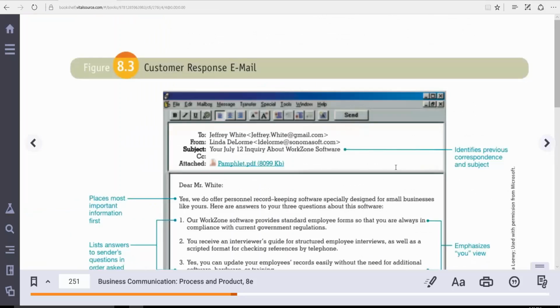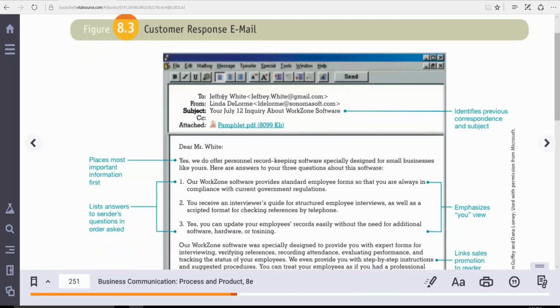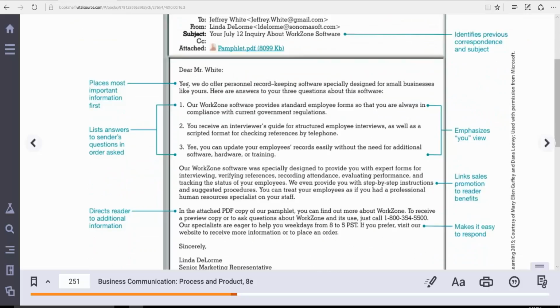So here's 8.3, customer response. Okay, Jeffrey White from Linda Delorme regarding subject, your July 12th inquiry about WorkZone software. So now they know what it's about. There's an attachment of a PDF file. Yes, we do offer personnel record keeping software. Here are answers to your 3 questions: 1, 2, 3. So they're following the same format that the other one had. It was requesting it.